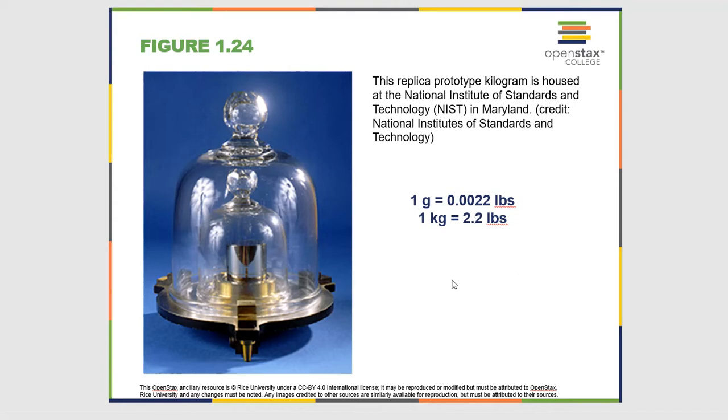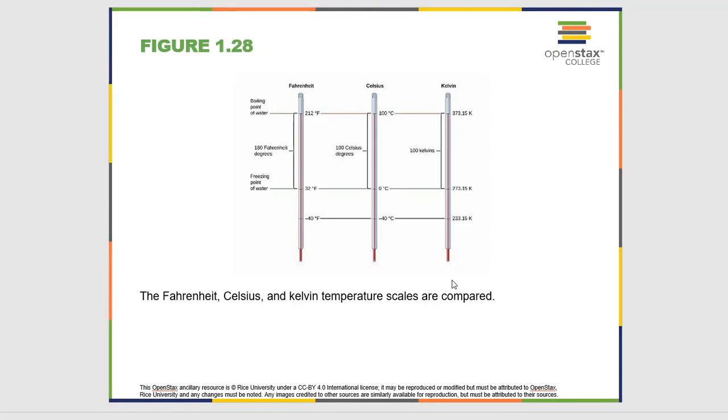In chemistry, it's very common to measure mass. It's relatively uncommon to measure distance because atoms are very small, but it's very common to measure mass. Another unit we care about is temperature. Temperature has 3 scales that you can see compared to each other here. We have the Fahrenheit scale, the Celsius scale, and the Kelvin, or the absolute temperature scales.